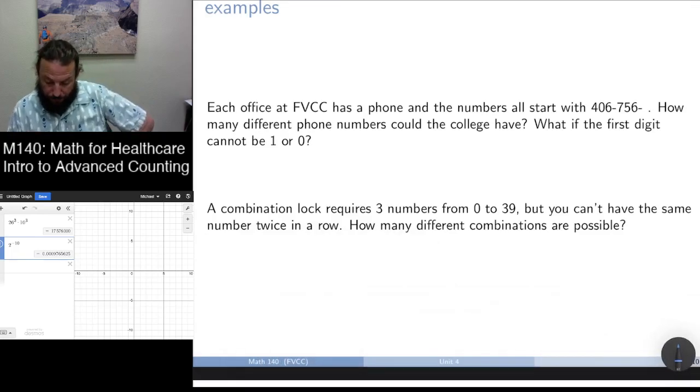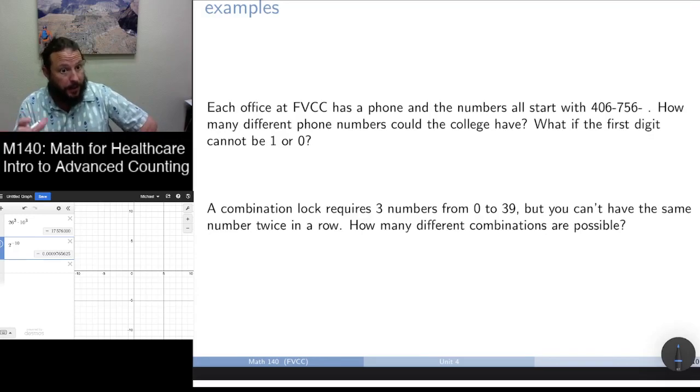Now, what do we got here? How about a combination lock that requires 3 numbers from 0 to 39? So this is more like you turn it kind of thing, but you can have the same number twice in a row. How many different combinations are possible?